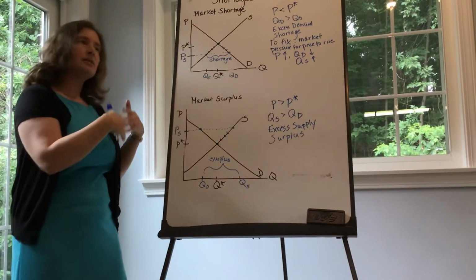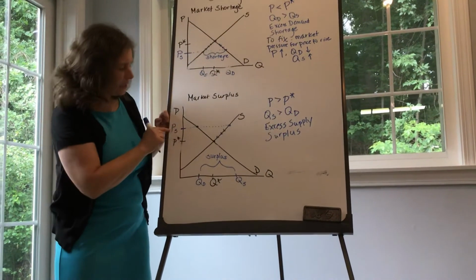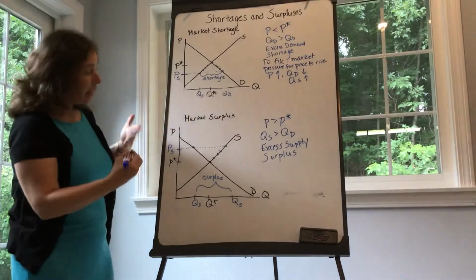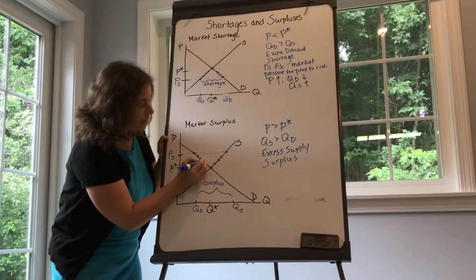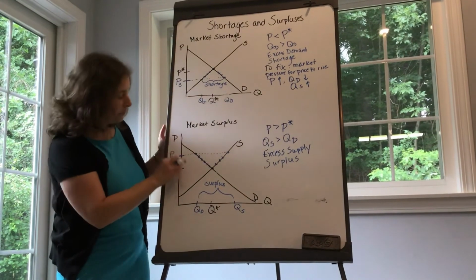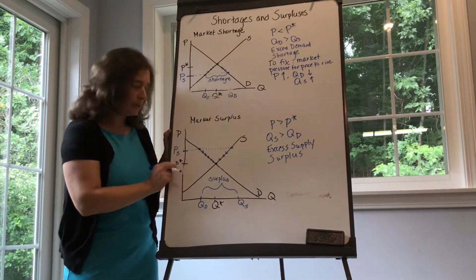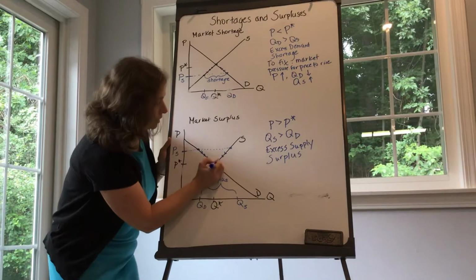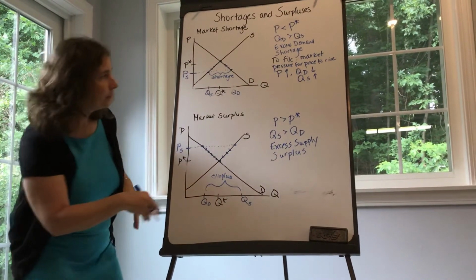As that happens, some sellers might decide it's not worth it to sell. It was okay at PS, but if I have to charge a lower price, this isn't a good business for me. At the same time that that price is falling, some consumers may decide, I actually do want this product, or it's within my price range or budget. I couldn't afford it, or I didn't want to pay that much when the price was PS, but I might want to pay that price at P star. So we may see eventually the market will get to equilibrium.